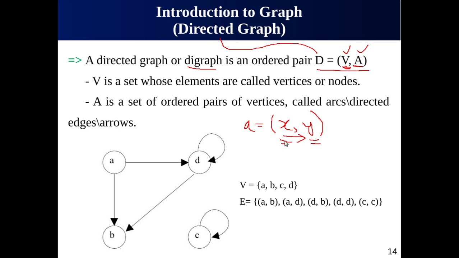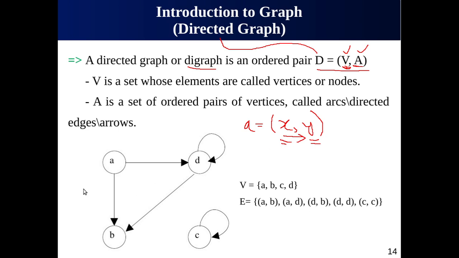Let me repeat. If we have an arc from X to Y, it means that the direction is from X towards Y, or it starts with X and it ends at Y. In this case, Y is referred to as the successor of X and X is referred to as the predecessor of Y.